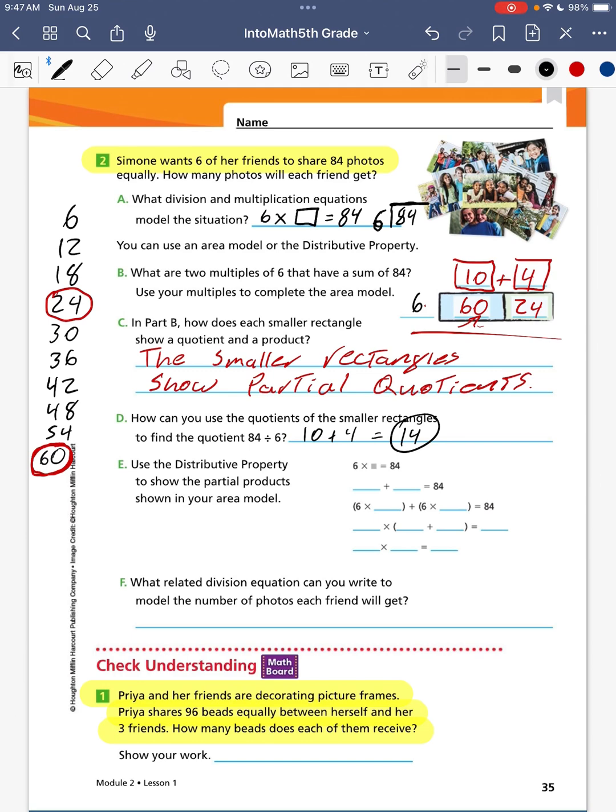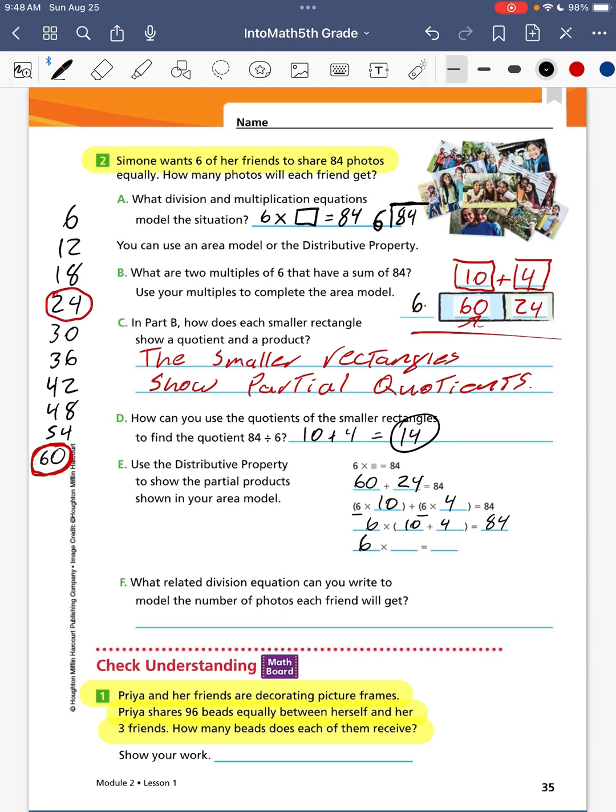Now I can re-show my thinking through distributive property. 6 times blank equals 84. I know that 6 times blank equals 84 can be broken down into 60 and 24. 60 is 6 times 10. 24 is 6 times 4, and that all adds up to equal 84. Because in my multiplication problem, both of our parentheses are multiplying by 6, I can multiply 6 times 10 plus 4, and that will still give me a product of 84.